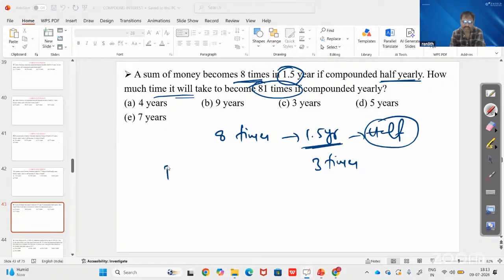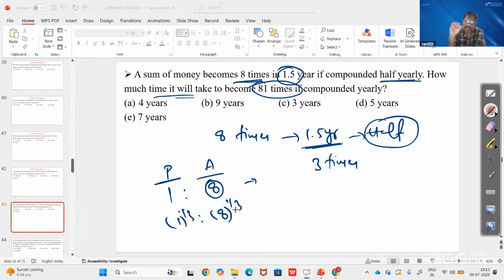Initially, principal will be equal to 1. Amount will be equal to 8 times in 3 half-yearly periods, so I will go with the cube root. Principal equal to 1, amount equal to 8, so I take the cube root of 8, that is 8 to the power 1 by 3. That is cube root.